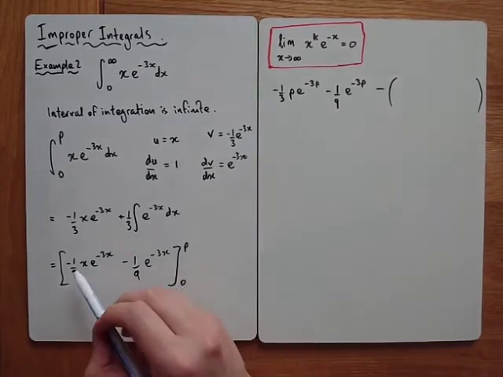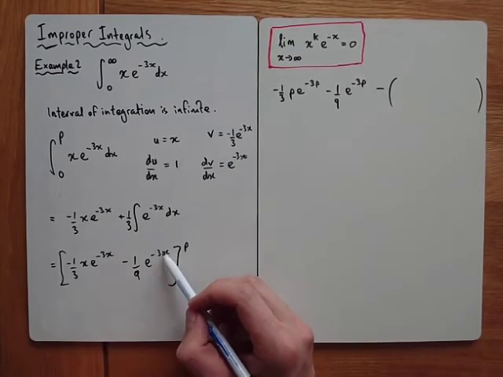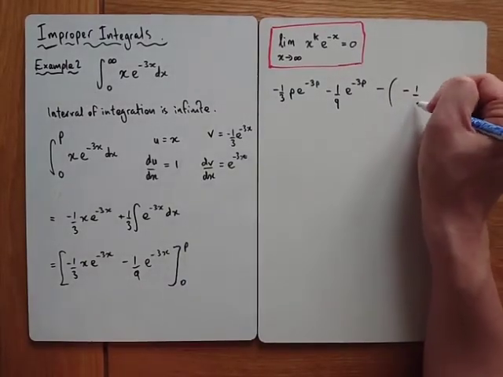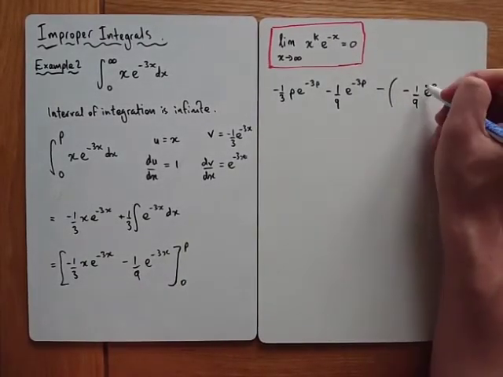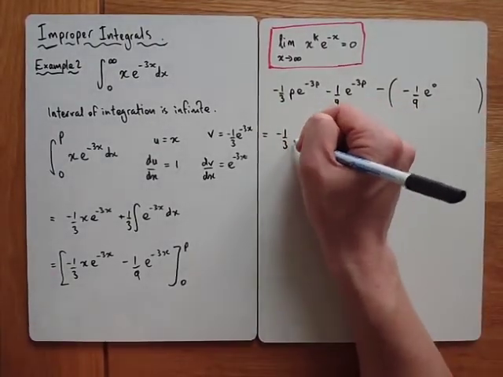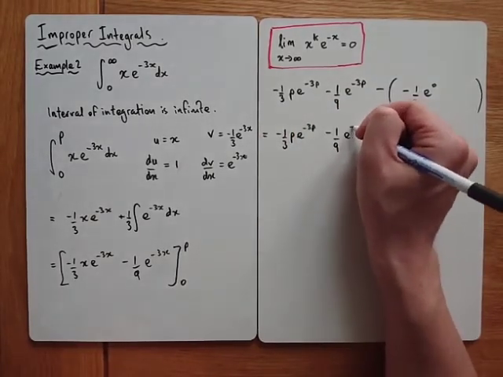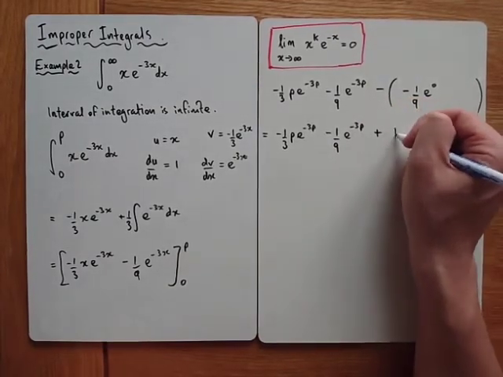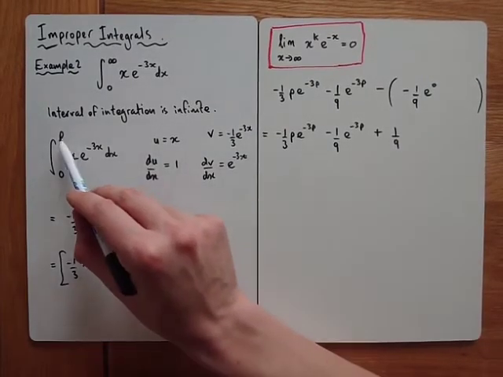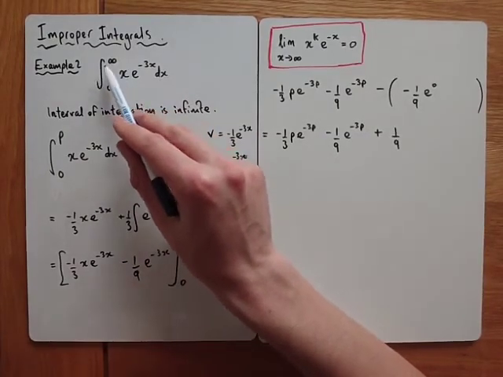Okay, when we sub 0 into this, 0 would make that disappear. When you sub 0 into this, we get e to the power 0, which is clearly 1, isn't it? Okay. So that will give us minus a third p e to the minus 3p minus a ninth e to the minus 3p plus 1/9. Okay, so now we've got to evaluate this limit that we've used, p, as p tends towards infinity.